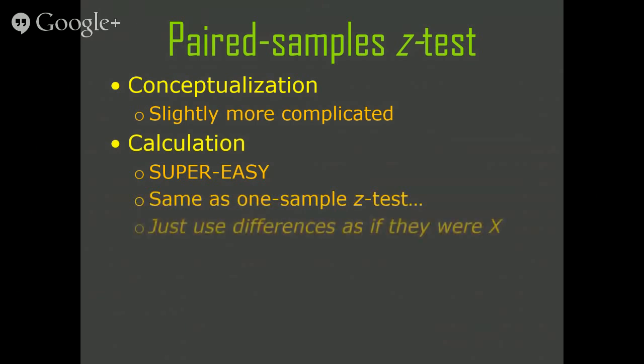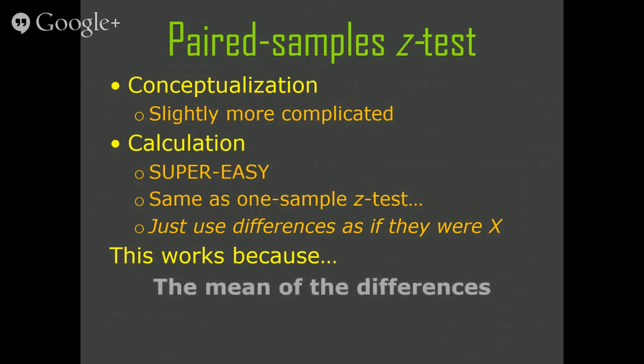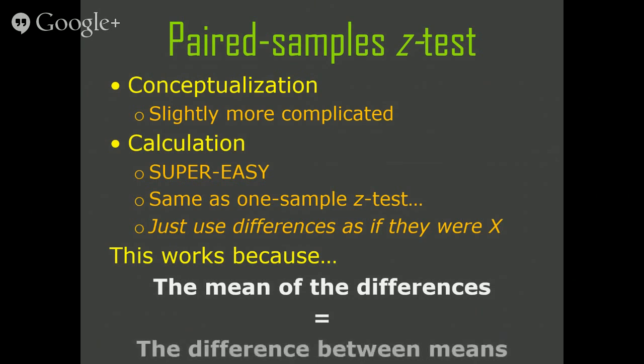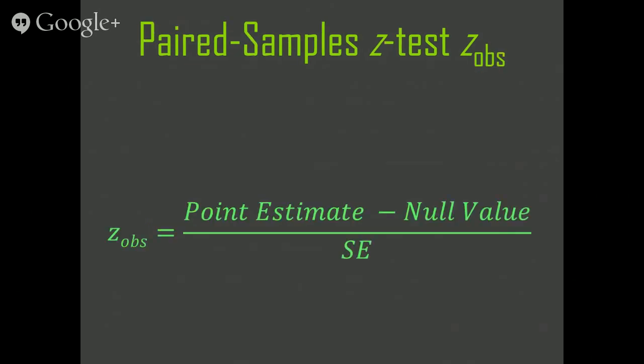The key is that since each person gave us a score 1 and a score 2, we just take score 1 minus score 2 for each person. We use the pairing and we create difference scores, 1 minus 2. So we end up with one set of scores instead of 2. We don't have to deal with two means. We just look at one mean, the mean of the differences. So we're not going to be looking at the differences between the means. We're going to be looking at the mean of the difference scores. And mathematically, that's the same thing. The mean of the differences is the same as the difference between the means in this situation.